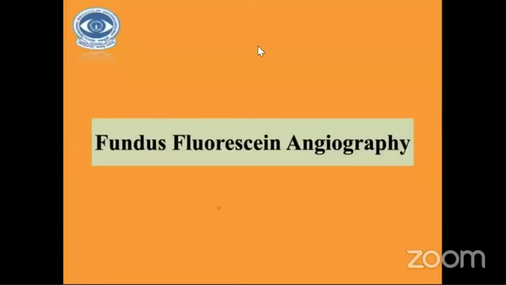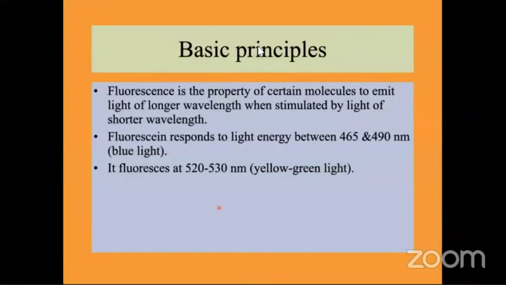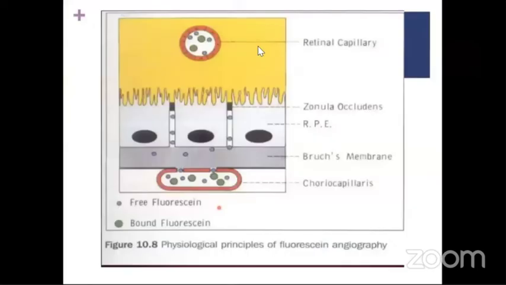Coming to the fundus fluorescein angiogram, this is nothing but a photographic surveillance of the passage of the fluorescent dye through the retinal and choroidal circulation. Fluorescence is a property of certain molecules to emit light of longer wavelength when stimulated by light of shorter wavelength. It responds to 465 to 490 nanometer light, that is blue light, and fluoresces at 520 to 530 nanometers, that is yellow-green light. 80% is bound to proteins, and the free form of sodium fluorescein, 20%, is available for fluorescence.